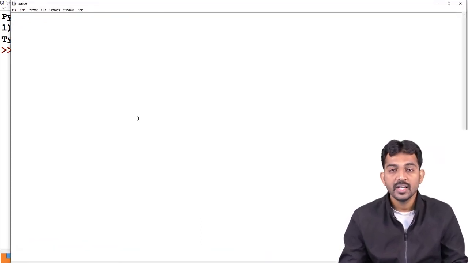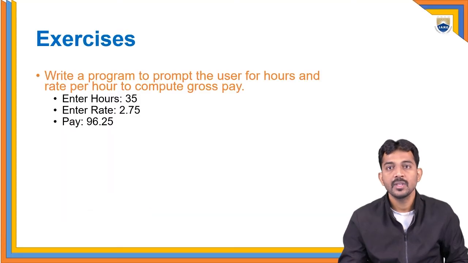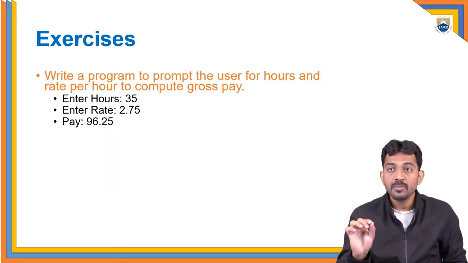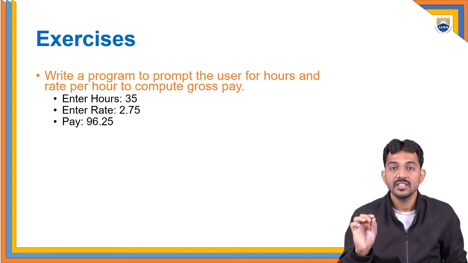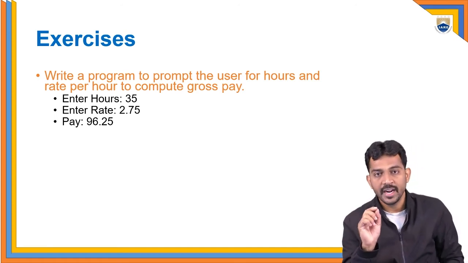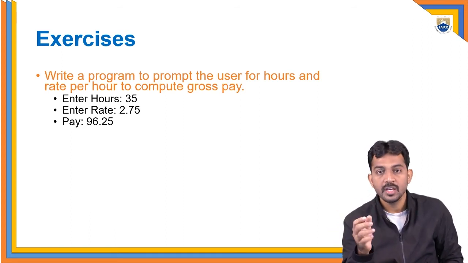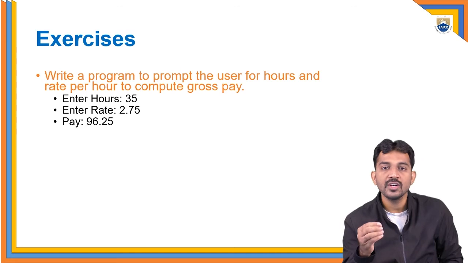What are they going to ask? First, if you observe the exercise, write a program to prompt the user for hours and rate. They are asking to read hours and rate, right? Please note that in online IDEs, TCS CodeVita or HackerRank, whatever it may be, you have to follow the input and output format they have given. First they are asking for hours, right? You should read the hours only. You don't read the rate per hour first. First you read the hours, then you go for the rate.